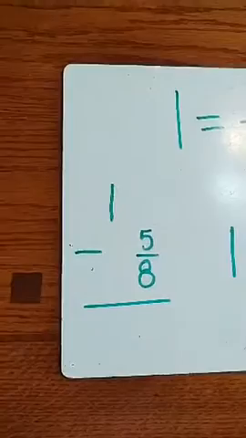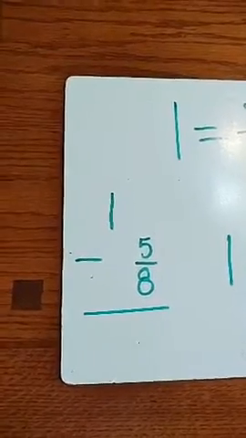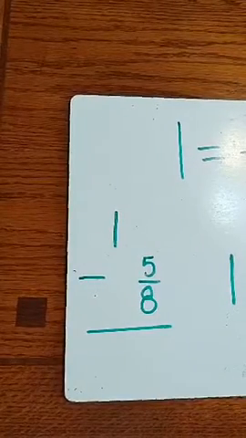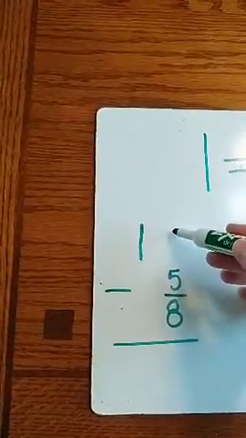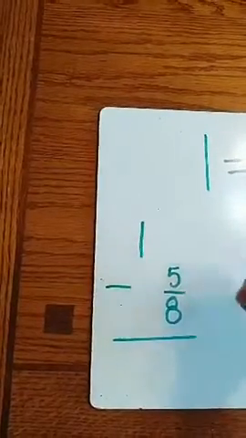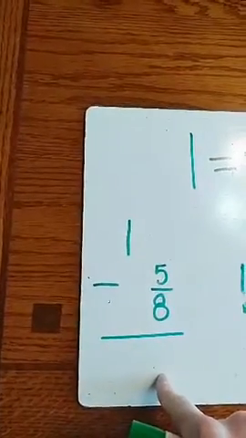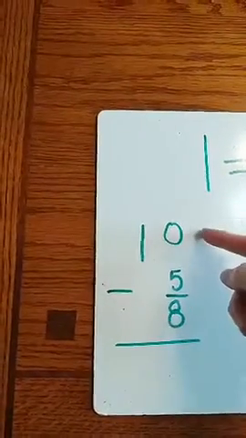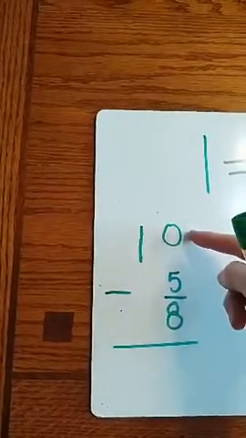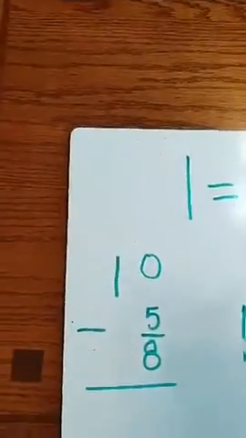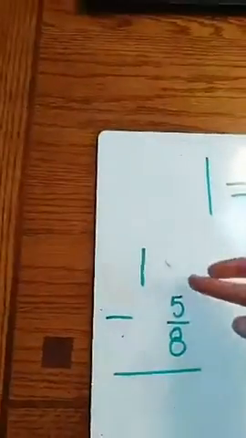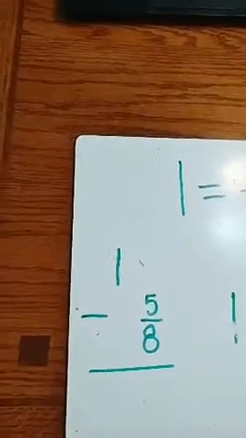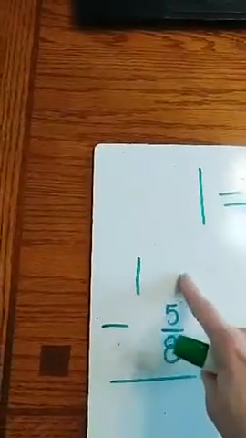1 minus 5/8. Well, I wrote this up and down because sometimes it's a little easier for us to see. Nothing up here, that'd be like having a 0 here. And we need to subtract. Well, we know when subtracting, we can't take 5 from 0. So we need something there. If we were adding, no big deal. We can add 0 and 5/8, and we would get 1 and 5/8. But we're not. We are subtracting. So we need a fraction here.